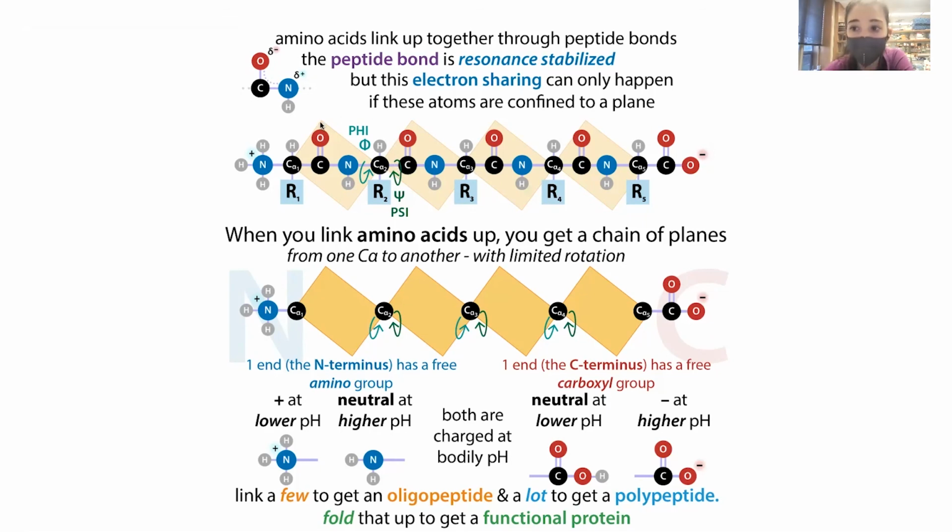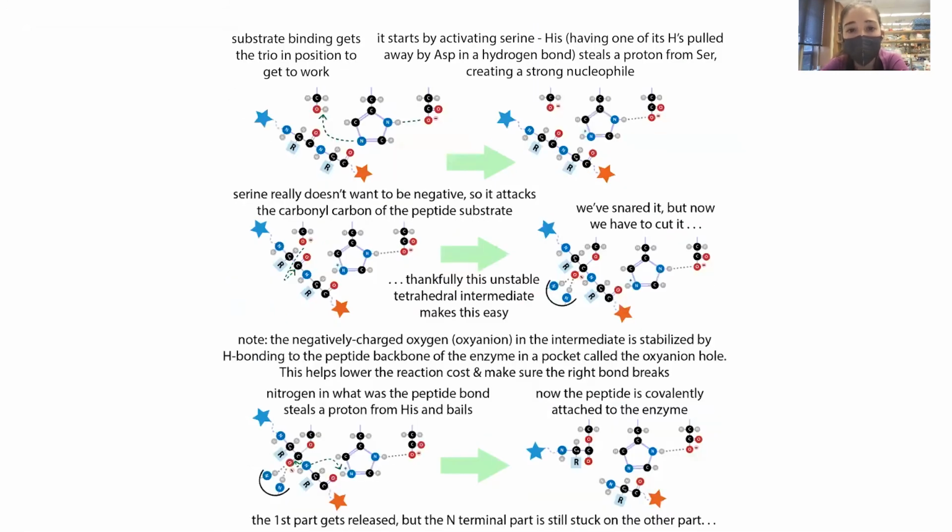And so this peptide bond is an amide bond. So you have a carbonyl carbon next to a nitrogen. And we're going to see that this carbonyl carbon is going to be our electrophile. So how is this all going to work?